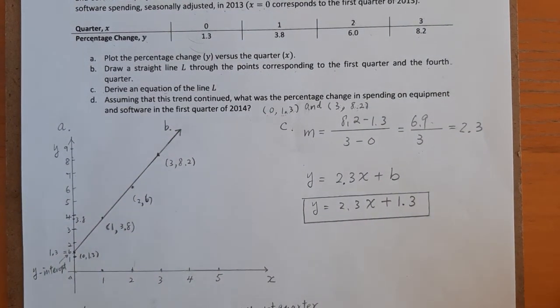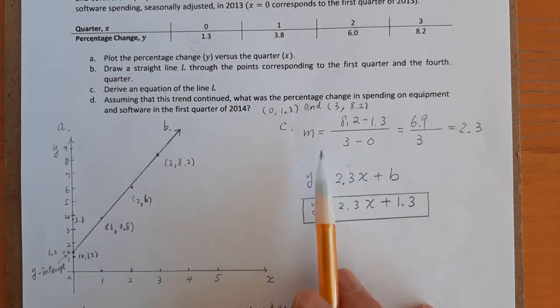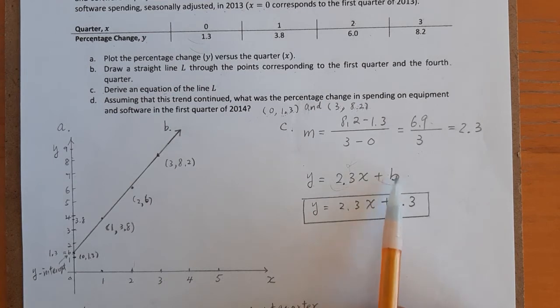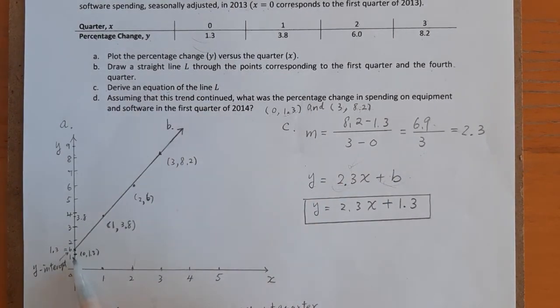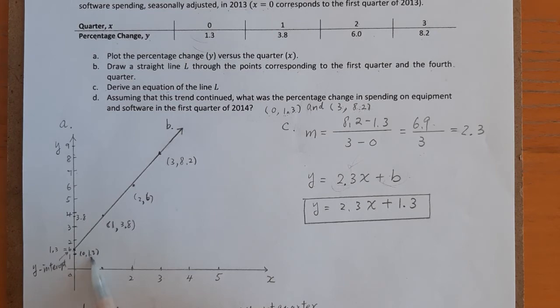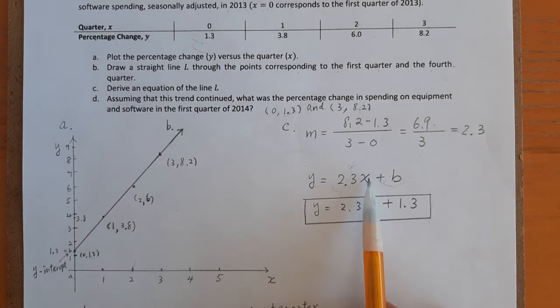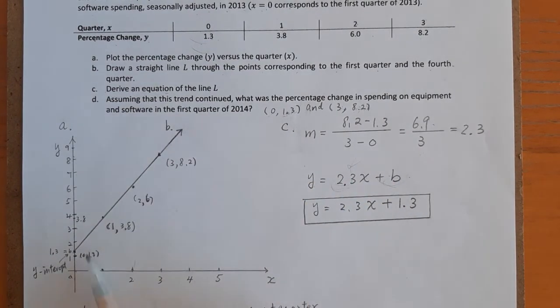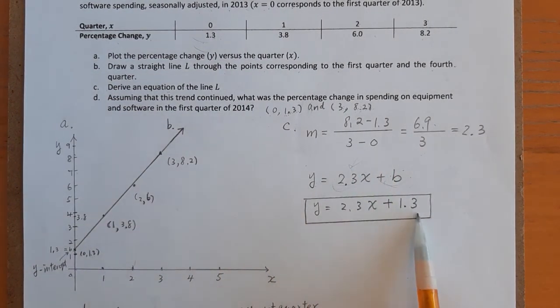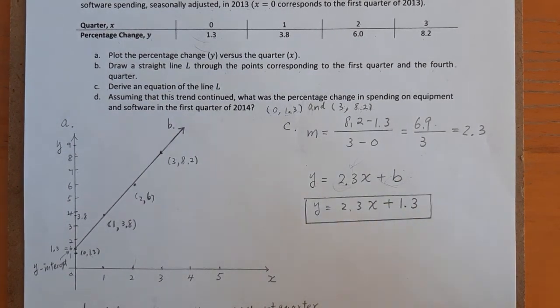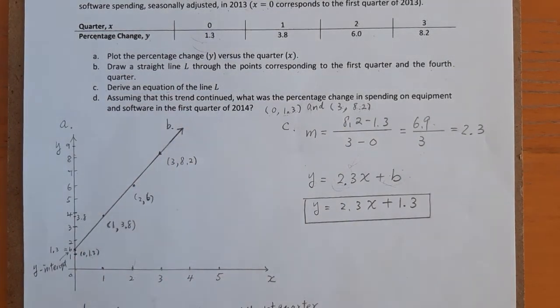Then plug into the slope-intercept form. The slope is 2.3. The y-intercept is when x equals 0, y is 1.3, so b equals 1.3. Plug in: y equals 2.3x plus 1.3 is the linear equation representing this straight line.